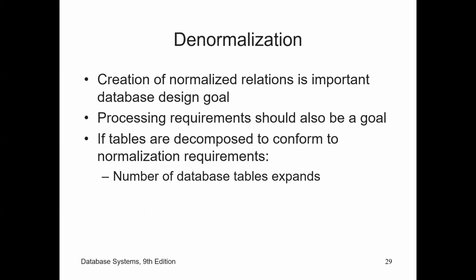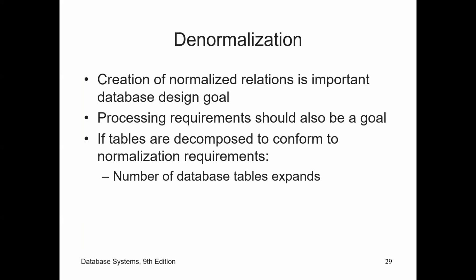Denormalization. It's important to remember that the optimal relational database implementation requires that all tables be at least in third normal form. A good relational database management system excels at managing normalized relations, that is, relations void of any unnecessary redundancies that might cause data anomalies. Although the creation of normalized relations is an important database design goal, it is only one of many such goals. Good database design also considers processing or reporting requirements and processing speed.